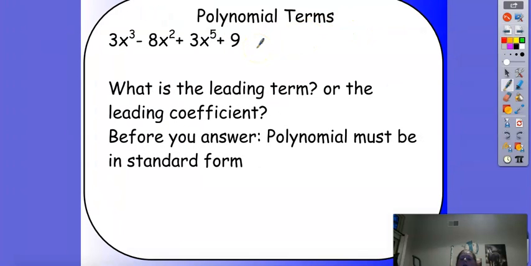Okay, so I'm going to ask you a few questions. Like, what's the leading term or the leading coefficient? If I looked up here, the first thing I'd say is, oh, it's 3. It's 3, Miss Webb. No, because you have to put it in standard form. Standard form means that it has to have the highest power first, and you could think of it like the slope of a roof, okay?